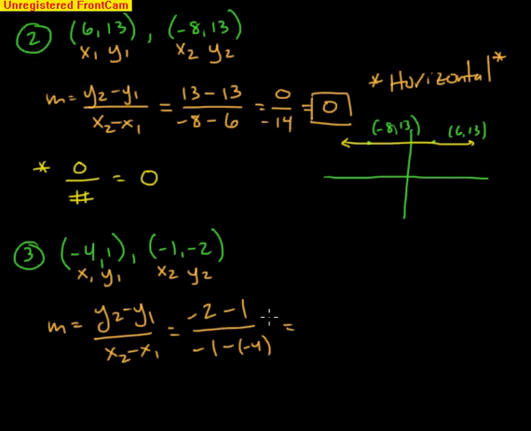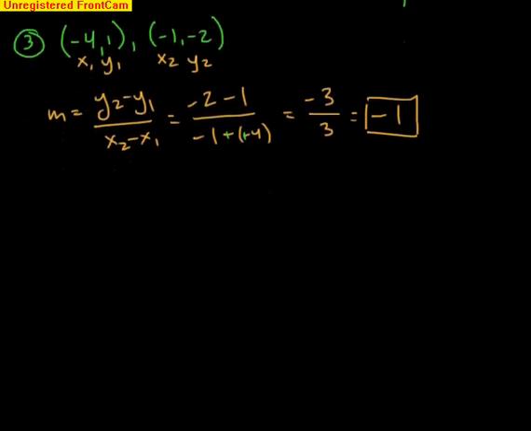Okay, so what do we get? Well, in the top, negative 2 minus 1 is negative 3. In the bottom, we got to do a little plus plus here. Negative 1 plus 4 is 3. When you divide negative 3 by 3, you get negative 1. So remember to always simplify your slopes. Never leave them as unsimplified fractions. All right, last one, and I'll be finished.